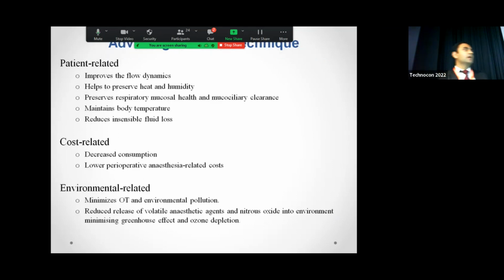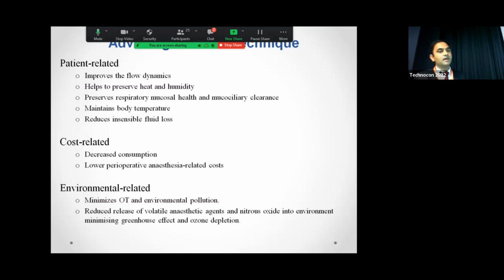There are many advantages of using the low flow anesthesia technique. Among patient-related advantages, it improves the flow dynamics, helps in preserving the heat and humidity in the airway, which preserves respiratory mucosal health and mucociliary clearance, and maintains the body temperature, thereby reducing the insensible fluid losses.